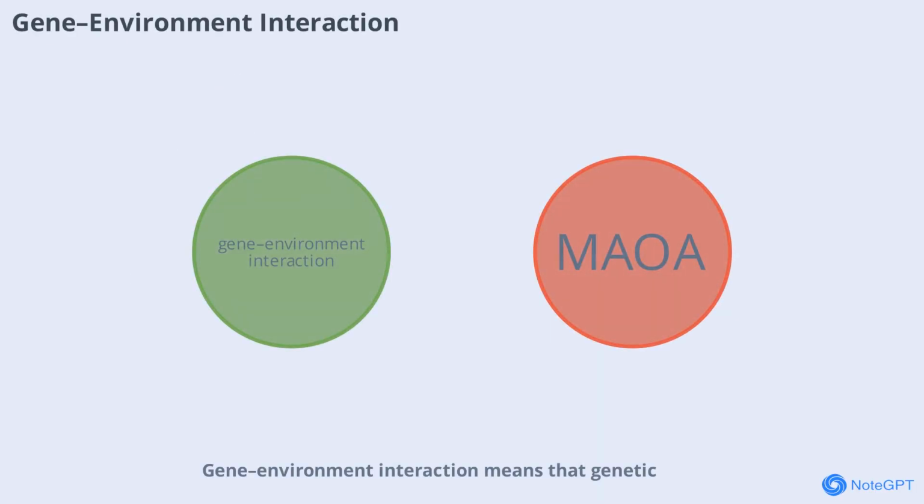Gene-environment interaction means that genetic effects depend on environmental exposure. For example, low MAOA activity combined with severe childhood maltreatment has been linked to increased risk of antisocial outcomes. However, low MAOA without maltreatment does not show the same risk. This highlights the importance of context in understanding genetic influences on crime.